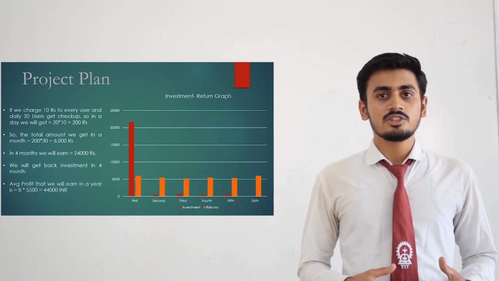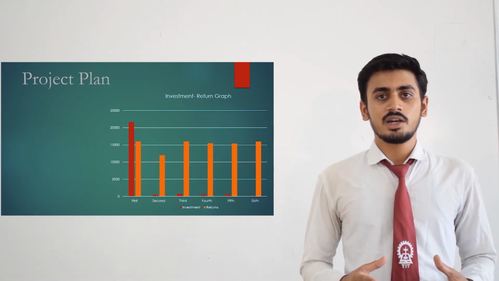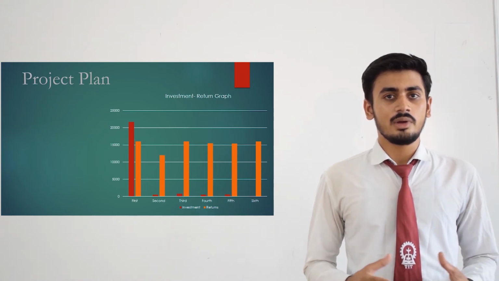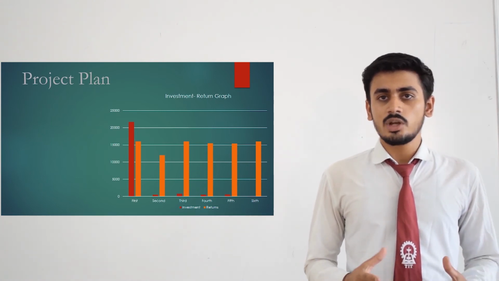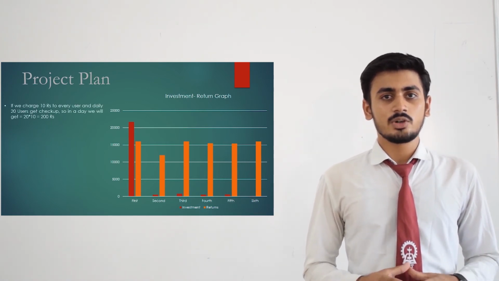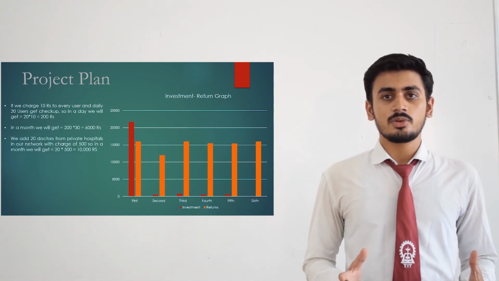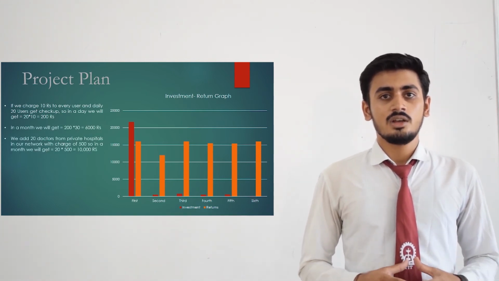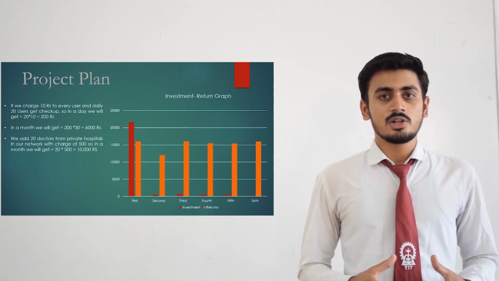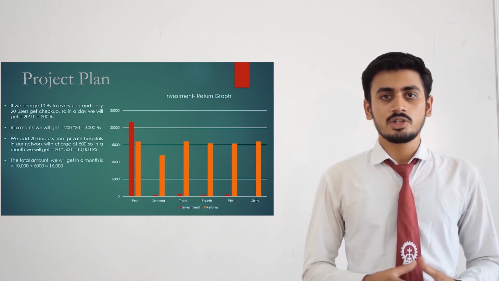Now if we want to make this a business model, we can add doctors in our network and share users' data with them, so they can ask the user to take treatment from them. If we charge 10 rupees to every user and daily 20 users get checkup, so in a day we will earn 200 rupees and in a month we will get 6,000 rupees. We add 20 doctors from private hospitals in our network with the charge of 500 rupees, so in a month we will get 10,000 rupees. So the total amount that we will get from this device is 16,000 rupees.